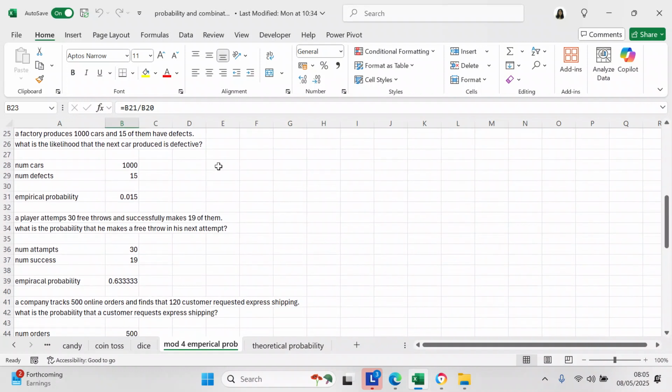The next question is, a factory produces 1,000 cars and 15 of them have defects. What is the likelihood that the next car produced is defective? The number of cars is 1,000. The number of defects is 15. So it's 15 divided by 1,000, which is 1.5%. And B29 divided by B28 is the formula that you're going to use.